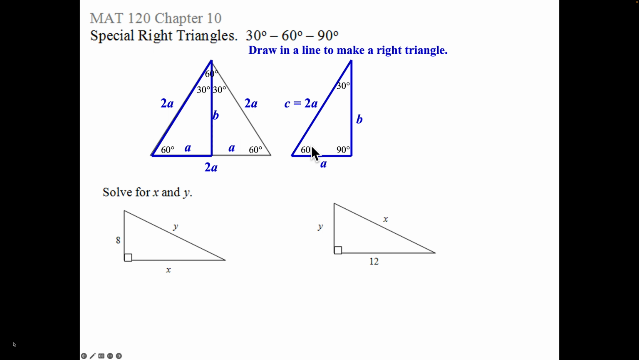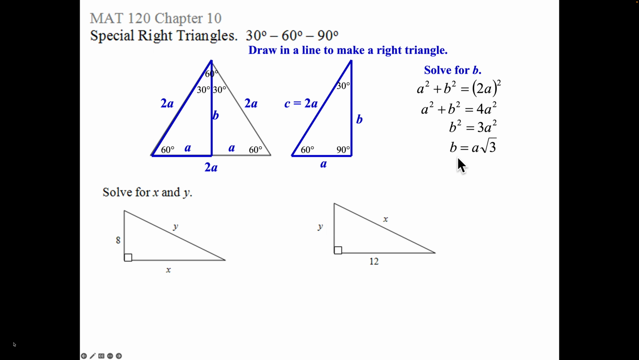So here's my 30, 60, 90 right triangle. And C has an A in it. Here's an A. Now let's solve for B. So we're going to have A squared plus B squared equals 2A squared, which is 4A squared. We'll subtract over the A squared to get 3A squared.